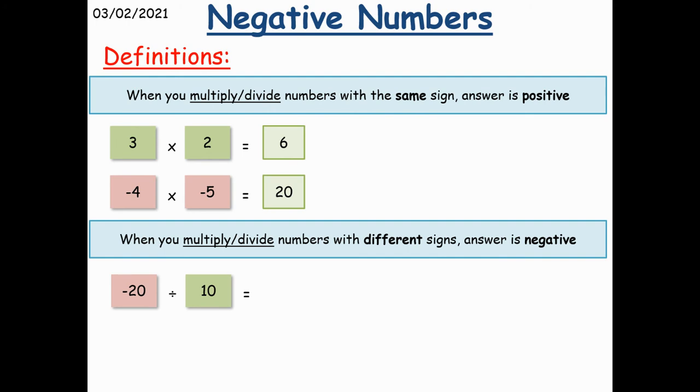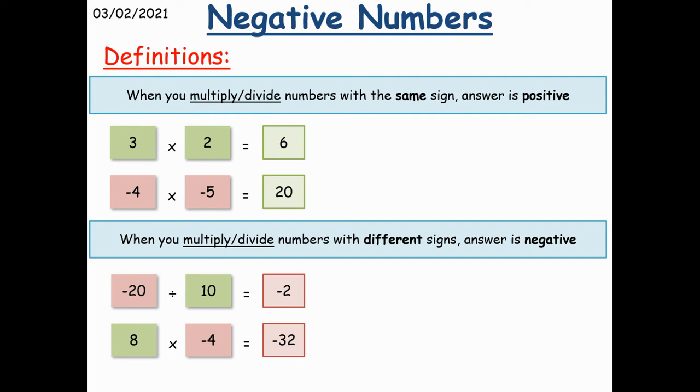When you multiply or divide numbers with different signs, the answer becomes a negative. So 20 divided by 10 is 2, but -20 divided by 10 would be -2, because the signs are different. Another one, 8 times -4. Well, 8 times 4 we know is 32, but 8 times -4 is going to be -32, because when you multiply or divide numbers with different signs, the answer is going to be negative. Please copy down these definitions.